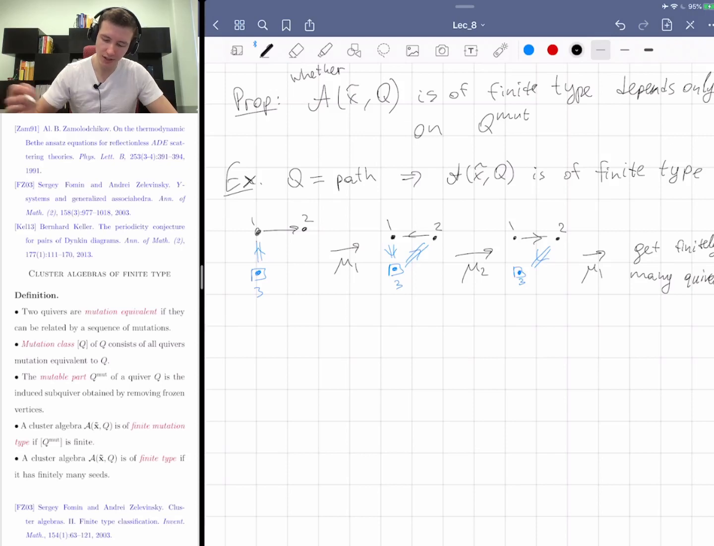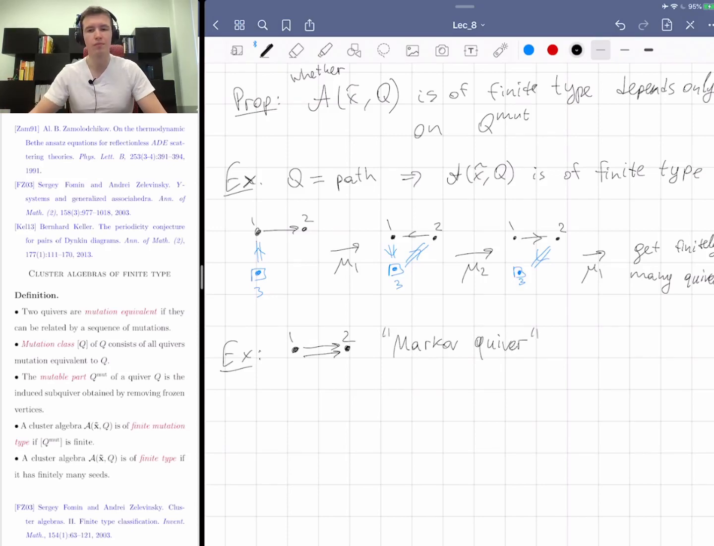All right. And so now let's consider another example. Let's say I have another example where my quiver has 2 arrows from 1 to 2. This is called the Markov quiver. So first of all, is it finite mutation type? Yes, thank you. Okay, now here's another question. Is it finite type?